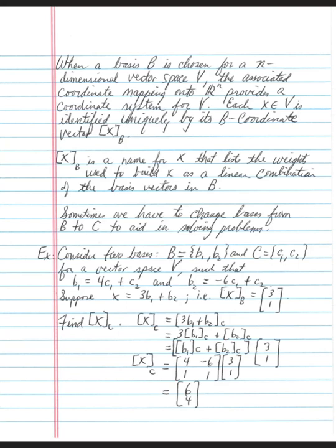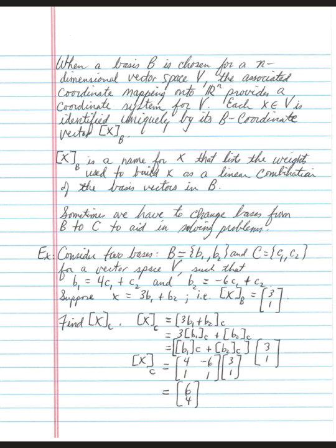When a basis B is chosen for an n-dimensional vector space V, the associated coordinate mapping onto Rn provides a coordinate system for V. Each vector x in V is identified uniquely by its B coordinate vector, and that notation is x in a bracket sub B, the B coordinate vector. The B coordinate vector is a name for vector x that lists the weights used to build x as a linear combination of the basis vectors in B.